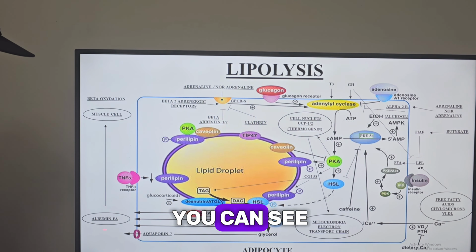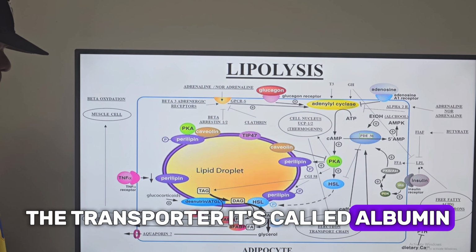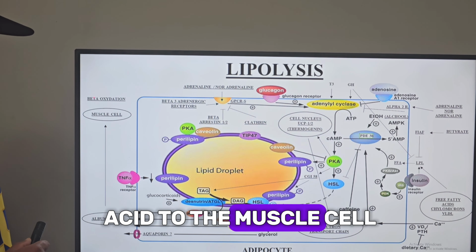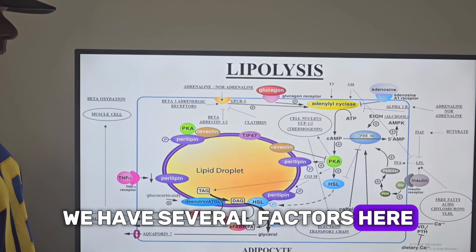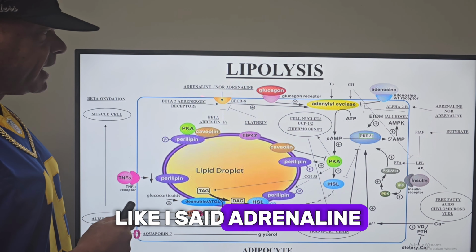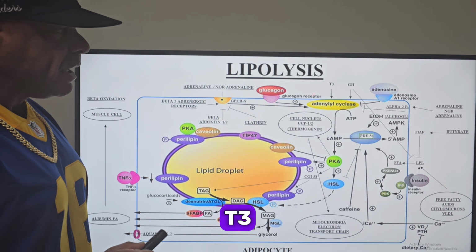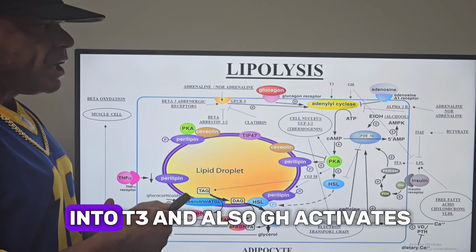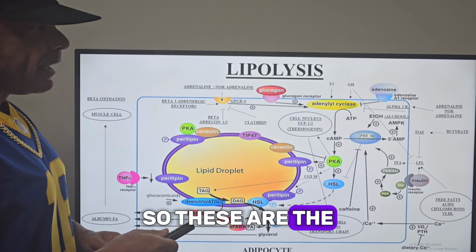In the blood, as you can see, the fatty acids cannot circulate freely, so they need a transporter. The transporter is called albumin, which takes the fatty acid to the muscle cell to do the beta oxidation. So this is what happens. Then we have several factors here that can accelerate this process or stop this process. For example, like I said, adrenaline accelerates this process, glucagon accelerates this process, T3, which is a hormone that we produce in the periphery with the stimulus of T4, so T4 is converted to T3. GH also activates this process. So these are the hormones that activate fat loss.